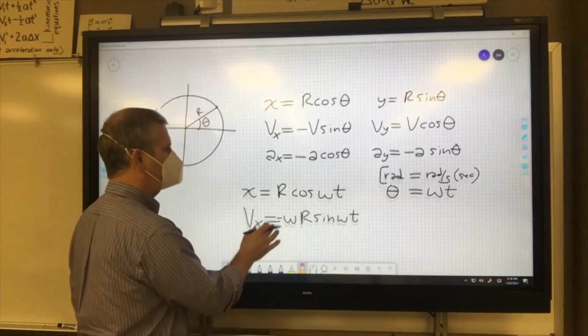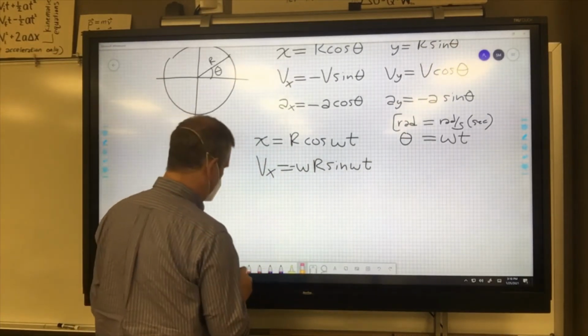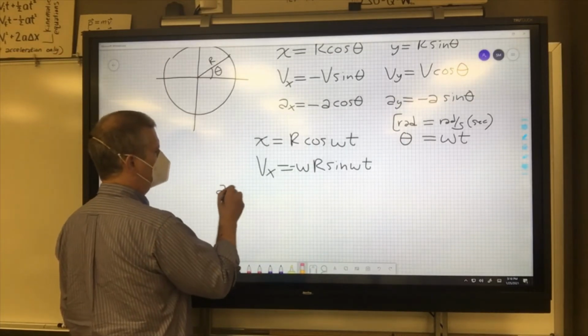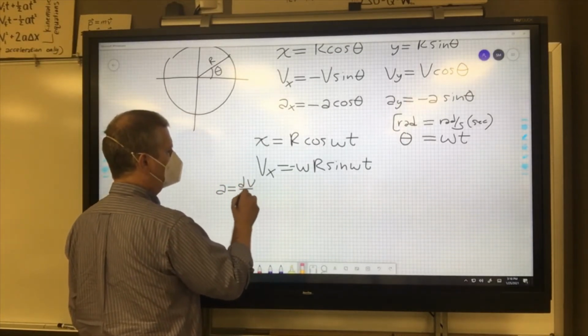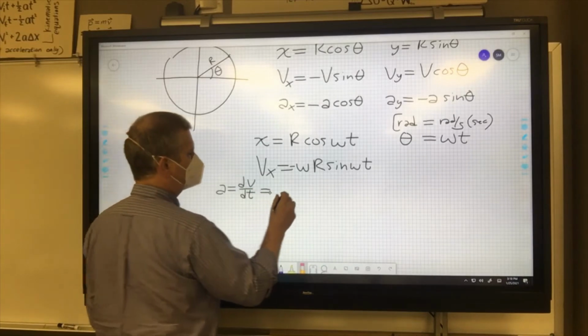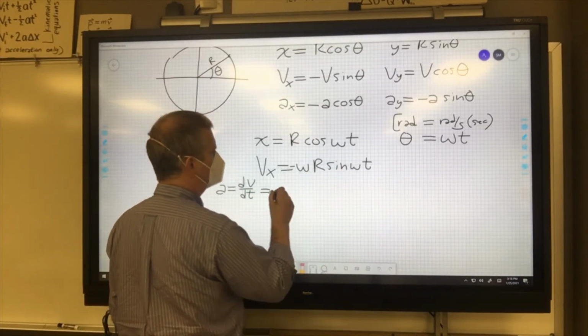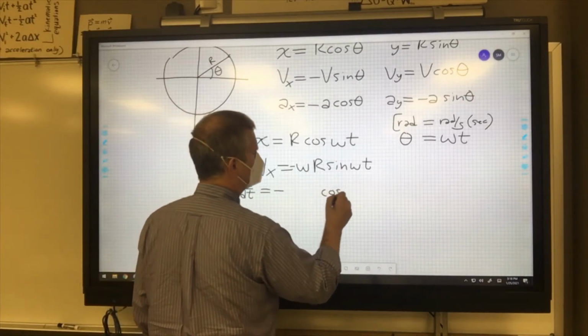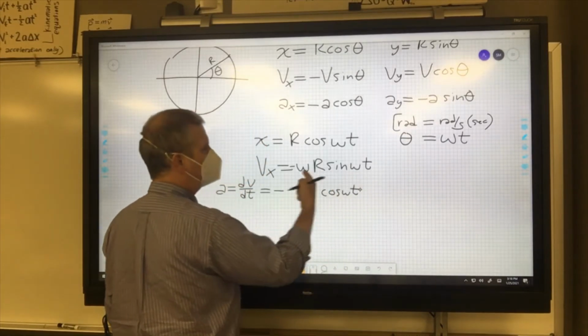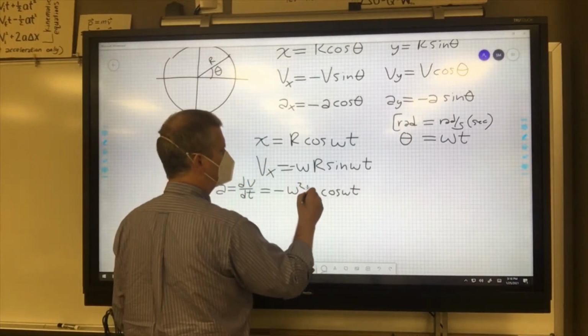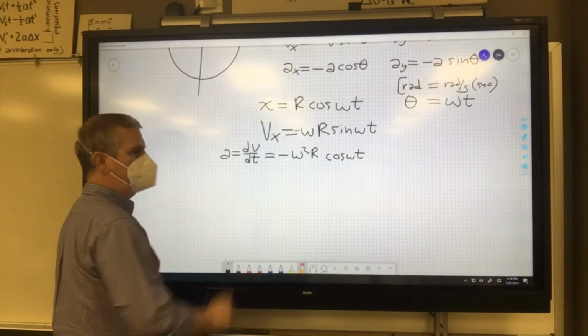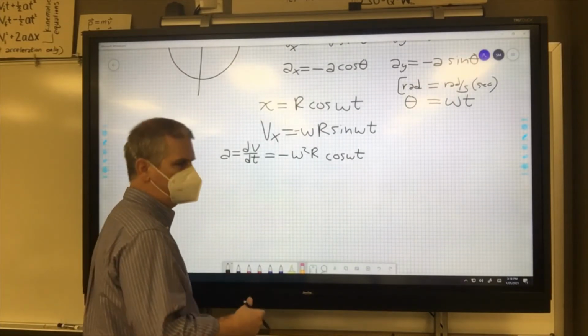Well, let's go ahead and do this and take the derivative one more time. Since acceleration is dv dt, that's going to give us negative sine goes to negative cosine omega t, multiplied by what's inside one more time. I wonder if that makes sense. Does that make physical sense? Do the units work out?